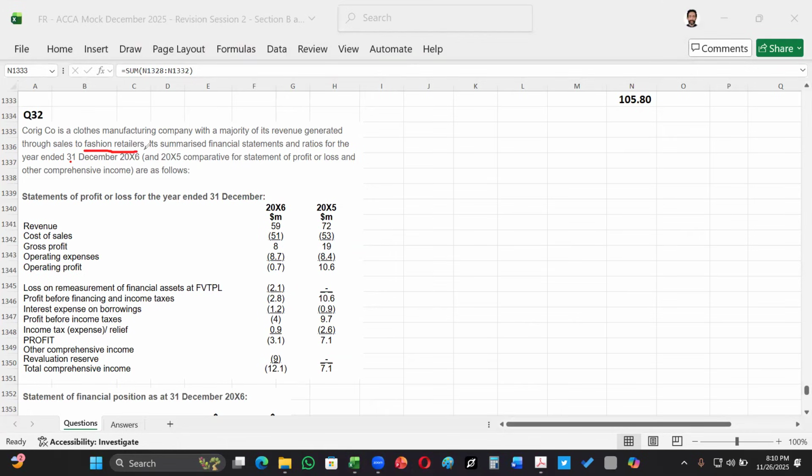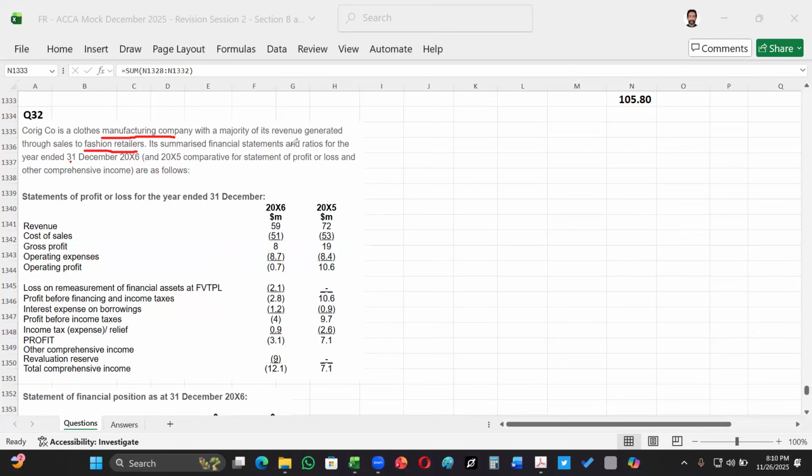It is not a necessity. They are a manufacturing business, so when we talk about their cost of sales, it is going to be the cost of material, the cost of labor, things like that. Their majority revenue is through sales to the fashion retailers. Okay, so these are the general points related to the manufacturing business. There are going to be plenty of points which are specific to this manufacturing business.